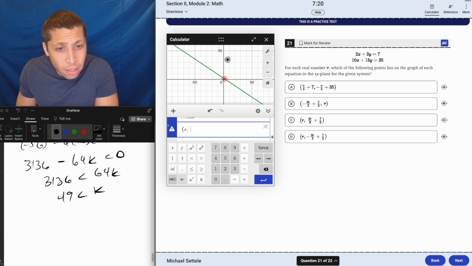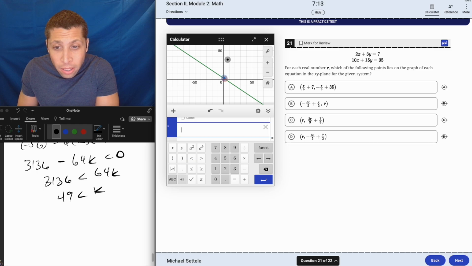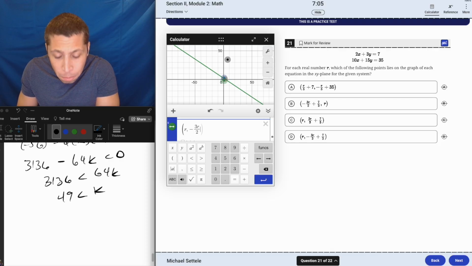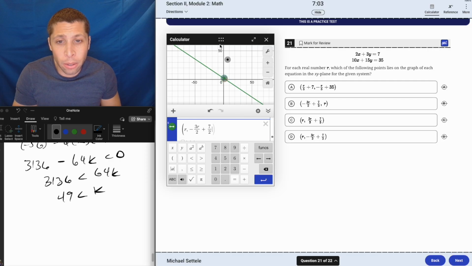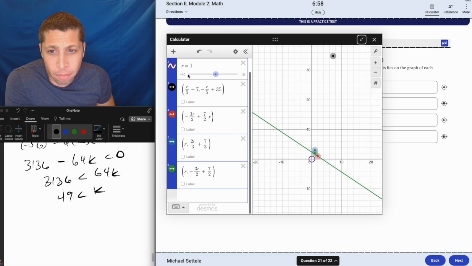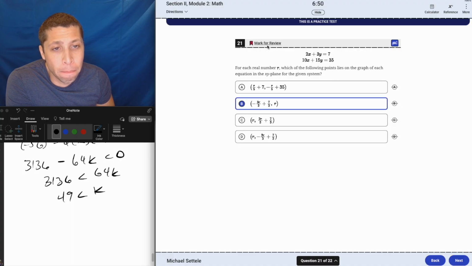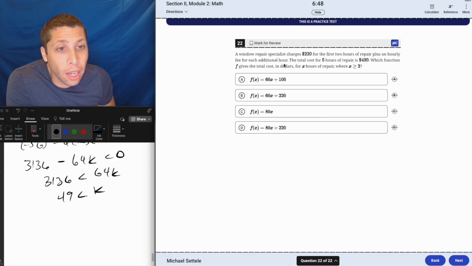R, comma, 2r over 3 plus 7 thirds. R, comma, negative 3r over 2 plus 7 halves. Okay, so it's definitely not the black point, which is A. So just adjust this. It's the red one. The red one is B. Other ways I can prove it, but that's good enough. And this is why we always want to save time for the last question.